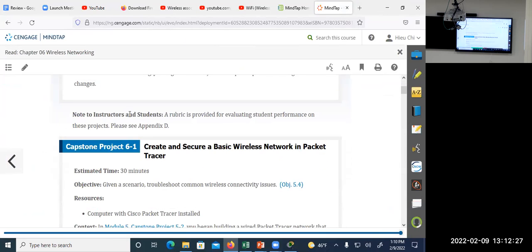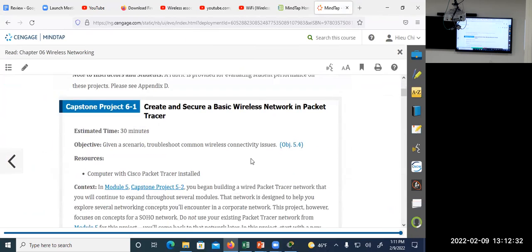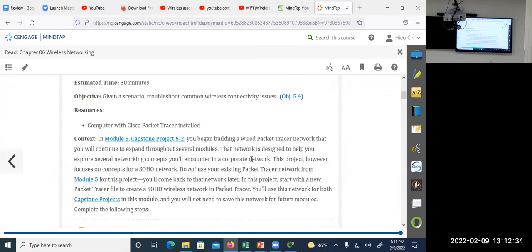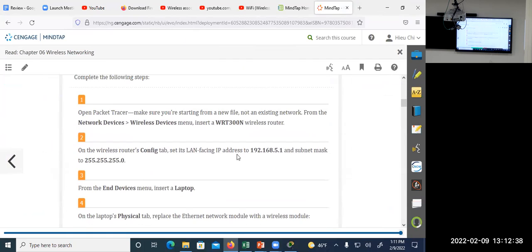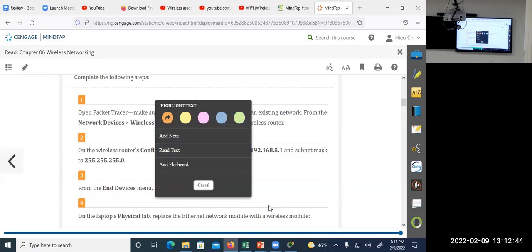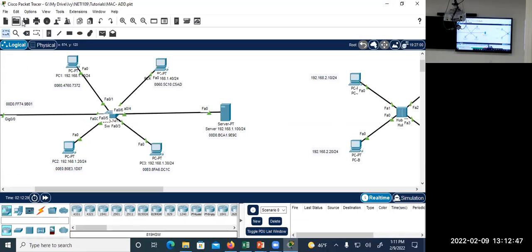Okay, so for the system one, you have to create and secure a basic wireless network in the packages. It is also very straightforward for this one. You have to drag and drop here. This one is a wireless access point, and that one is a wireless access point. So let me save it and then open the new one here.